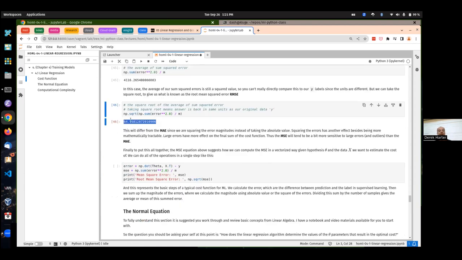But you can think of that as, once you take the square root, that gives you a feeling for, on average, how far your predictions are off for the model that you fit.